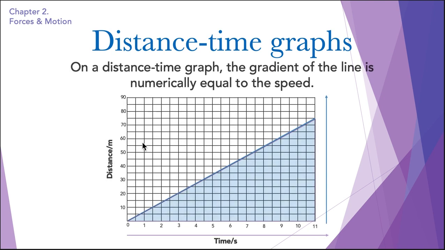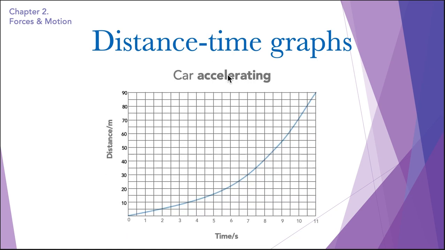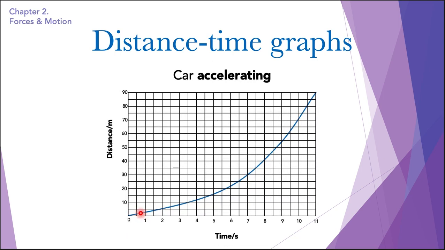So on a distance time graph, the gradient of the line is numerically equal to the speed. Numerically equal means that when we divide distance by time, we get speed. So we can only find the speed of a graph which has a steady speed. So the speed is not changing in this graph. If the speed is changing, we can't find out the speed. We can only find it out for 1 second or a microsecond.